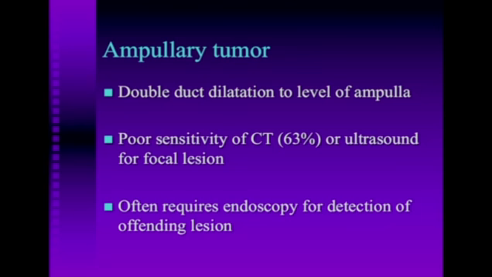You'll often see the double duct dilatation to the level of the ampulla, such as you might see with a pancreatic adenocarcinoma. CT really has poor sensitivity, and ultrasound's not that great either for finding a small ampullary lesion. Now, it may see the biliary dilatation and the pancreatic duct dilatation that's associated with it, but actually identifying the lesion when it's small can be difficult and may require endoscopy to detect.